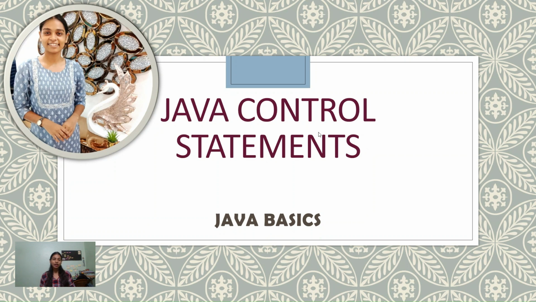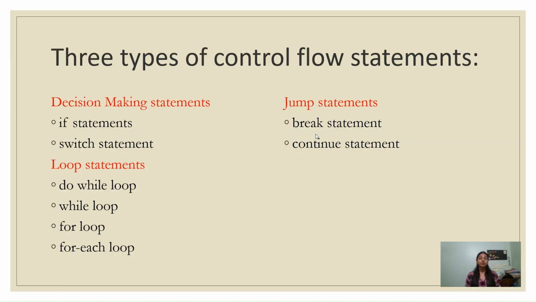Everyone, my name is Tanya and today we are going to learn Java controlling statements. But these controlling statements are common in all programming languages, not only in Java. So let's get started. Now as you can see, there are three types of control flow statements: decision making statement, loop statement and jump statement.